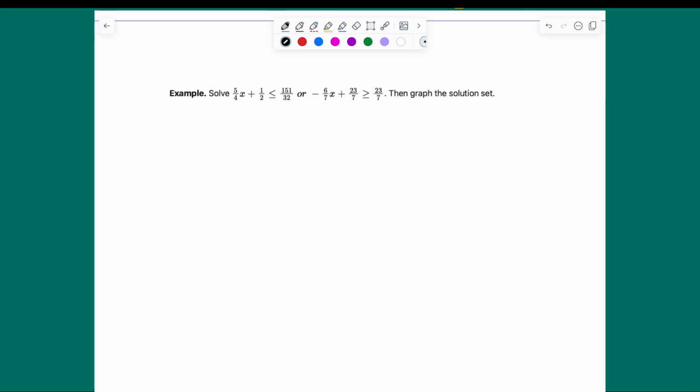Okay, so in this compound inequality, we're asked to solve 5 over 4x plus 1 half less than or equal to 151 over 32, or negative 6 over 7x plus 23 over 7 greater than or equal to 23 over 7, and then graph the solution set.